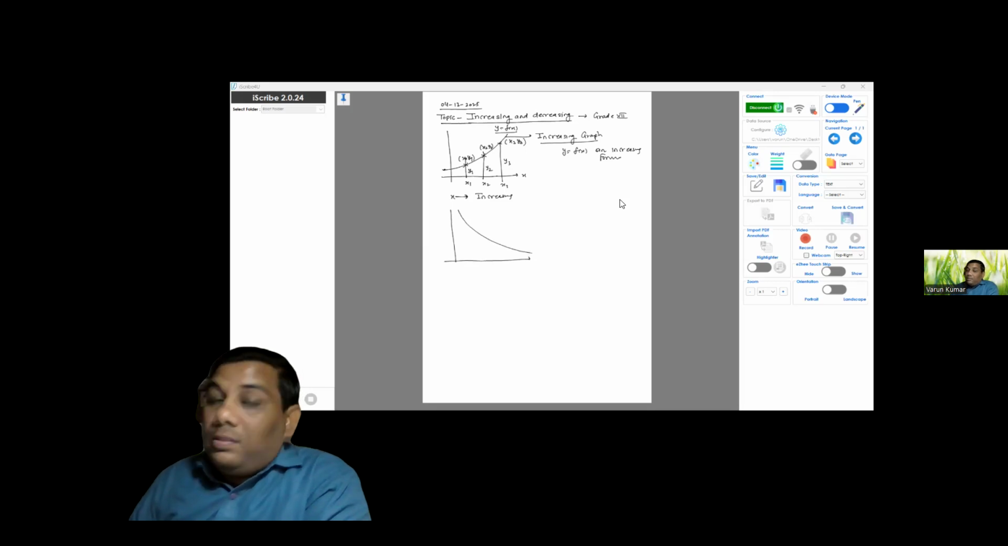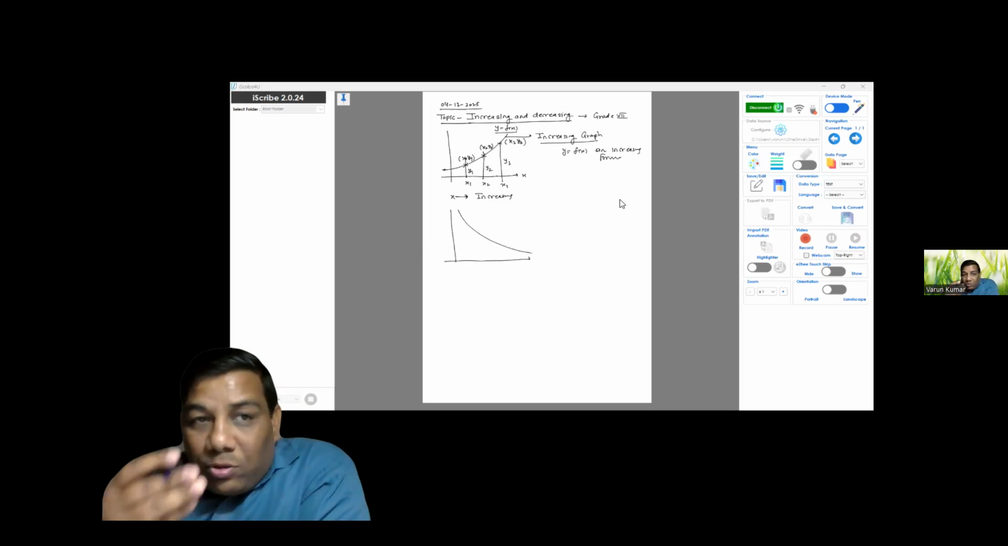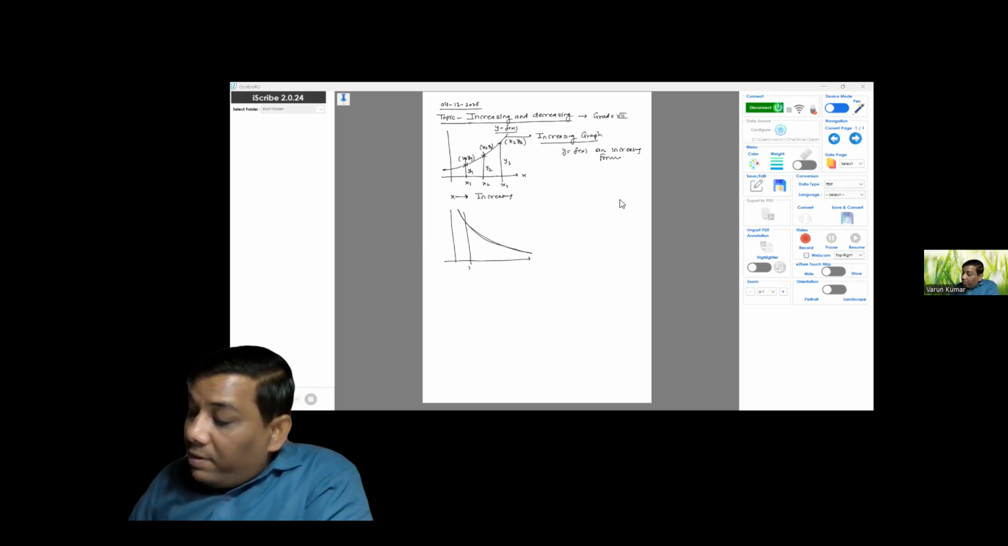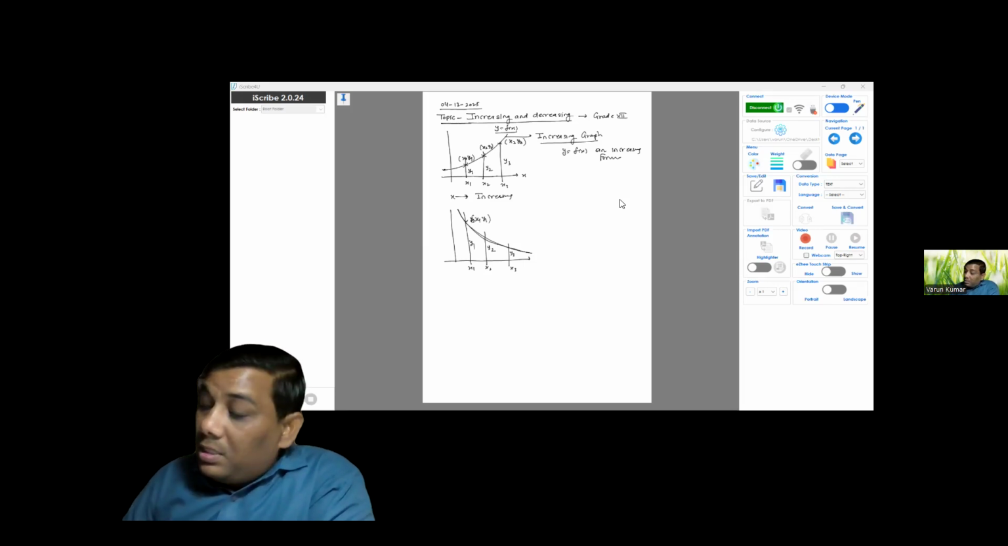This graph. Now this graph shows that from upward to downwards. Here the value of x is x1, the value of x is x2, the value of x is x3. Corresponding values are y1, y2, y3. It means these coordinates are (x1, y1), (x2, y2), and (x3, y3).